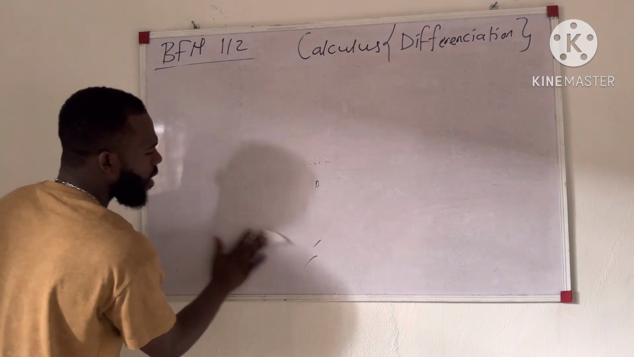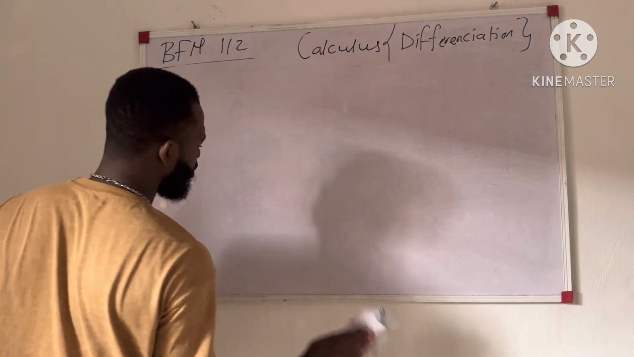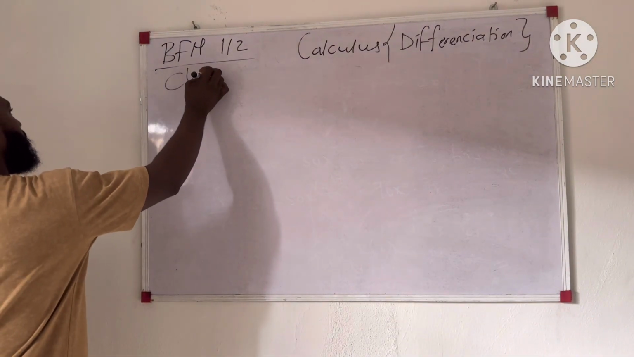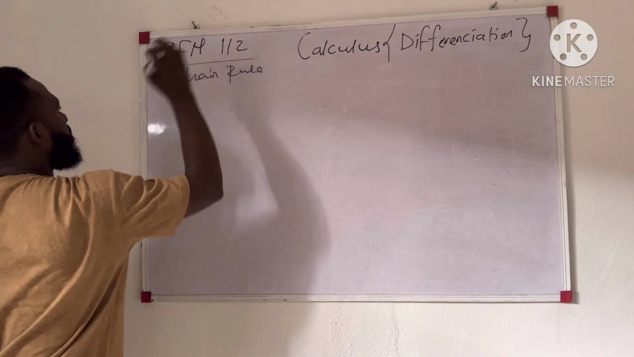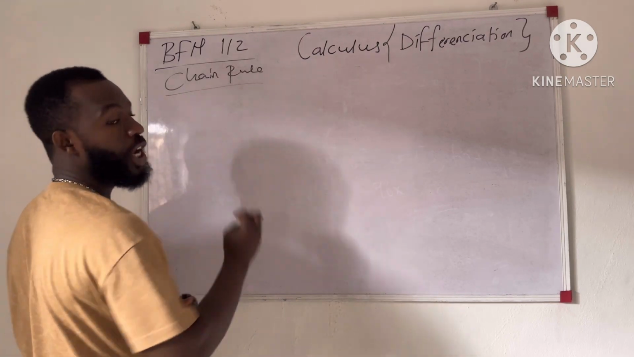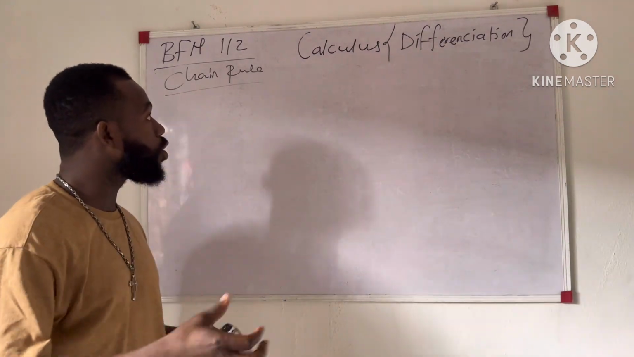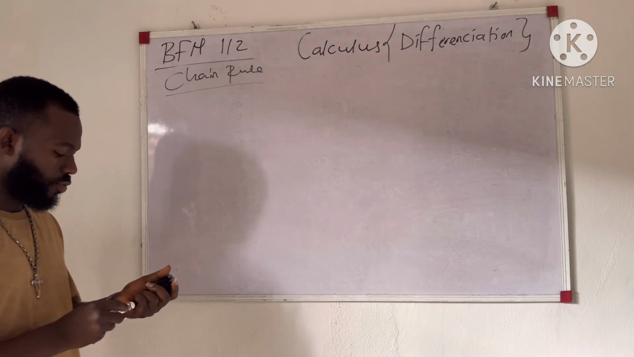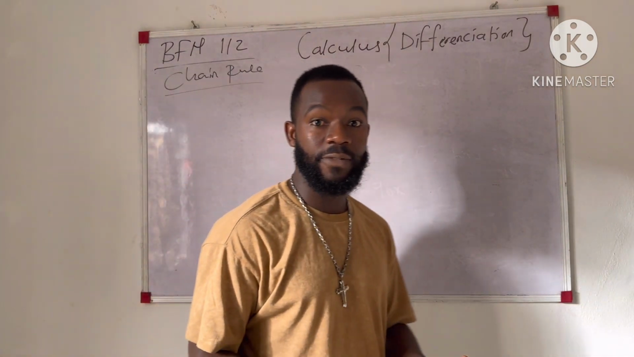Example number 4. Now, example number 4 has to do with chain rule. Let's involve our rules now. Chain rule. Now, you can call it chain rule, or you can call it the function of functions rule. The function of functions rule.